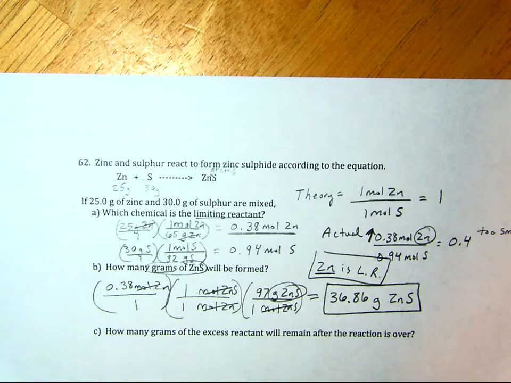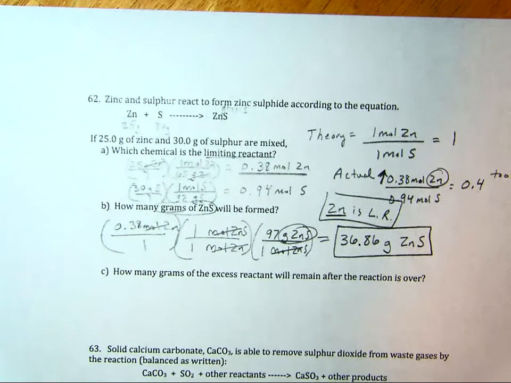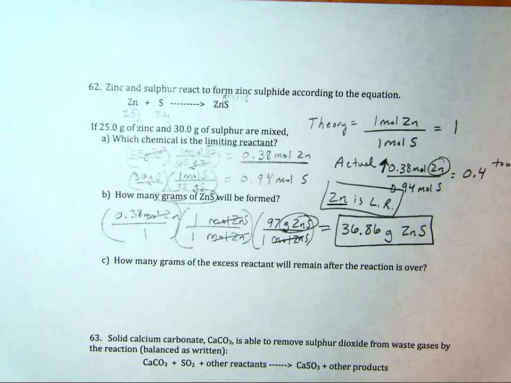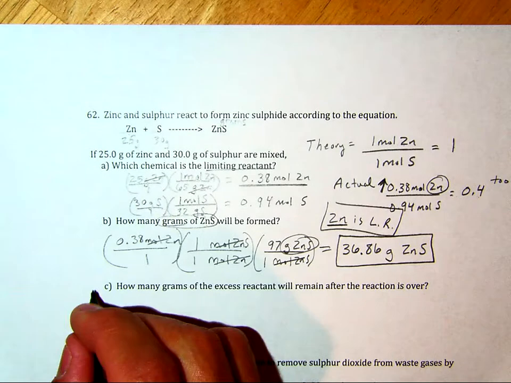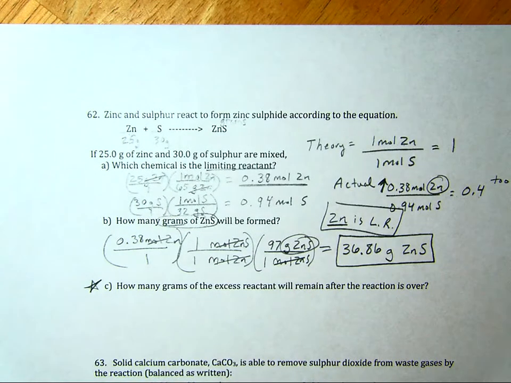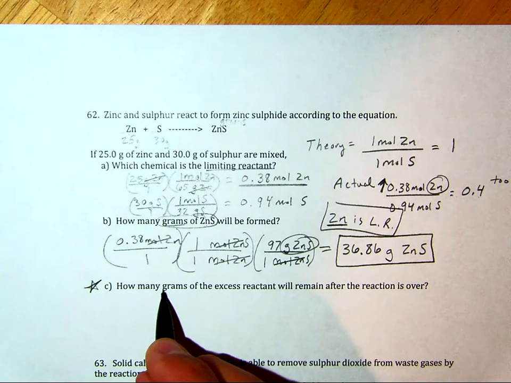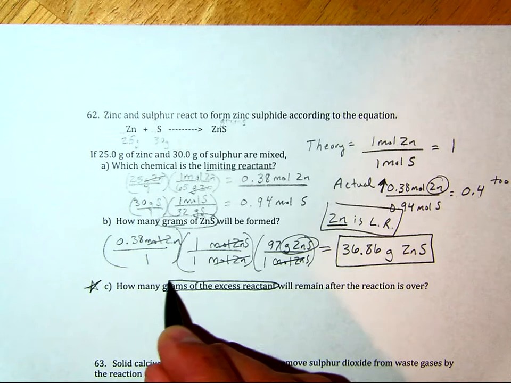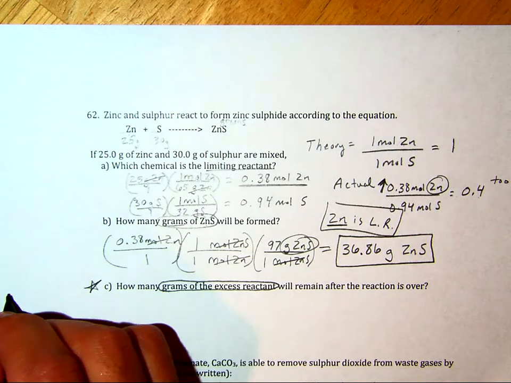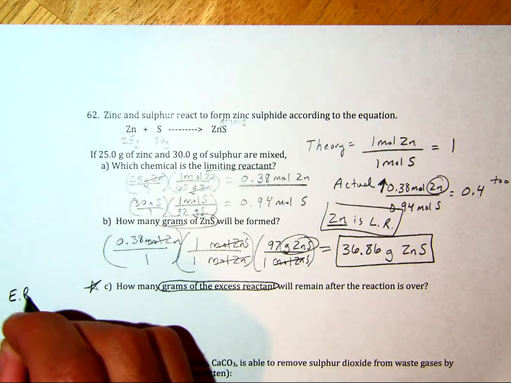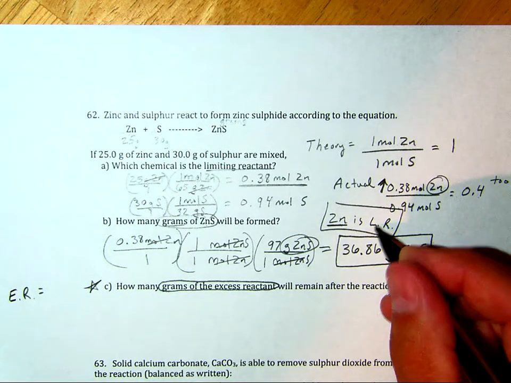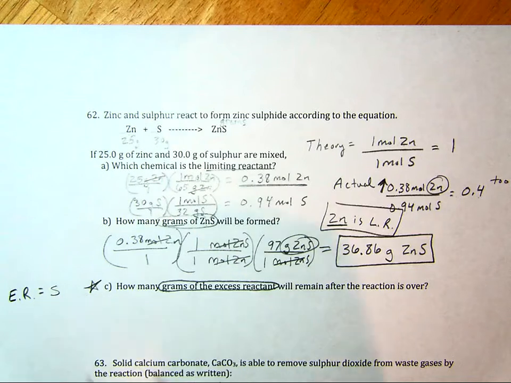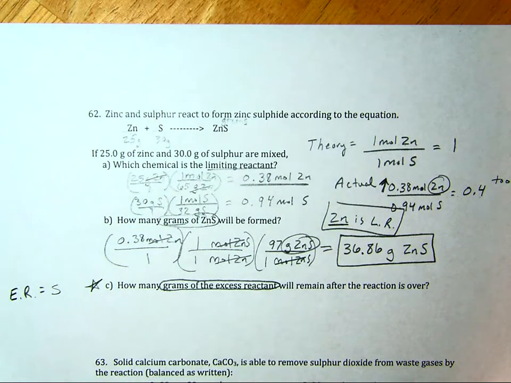Okay, let's go to part C. It says how many grams of the excess reactant will remain after the reaction is over. This is a really good problem, and students struggle with this one. So we want the grams of excess reactant. Well, my excess reactant for this one was the opposite of my limiting. So my limiting was zinc. My excess reactant was sulfur.